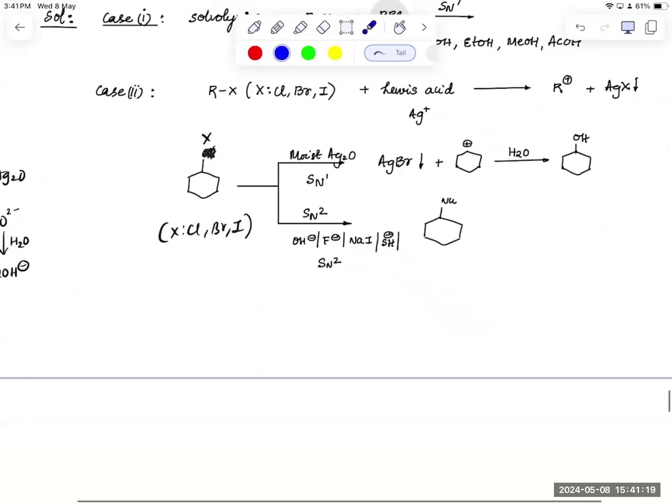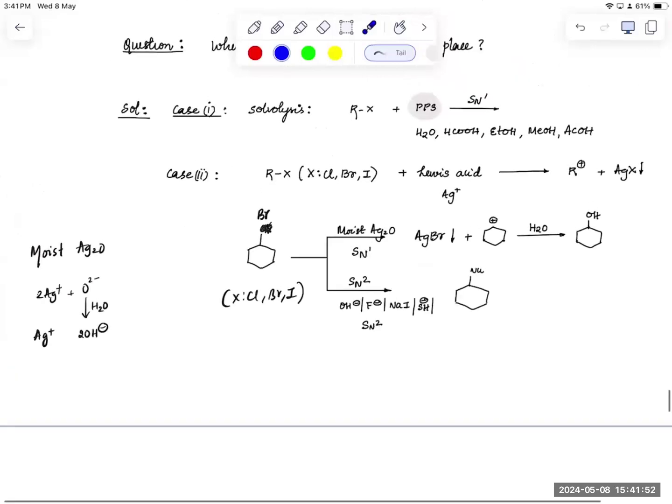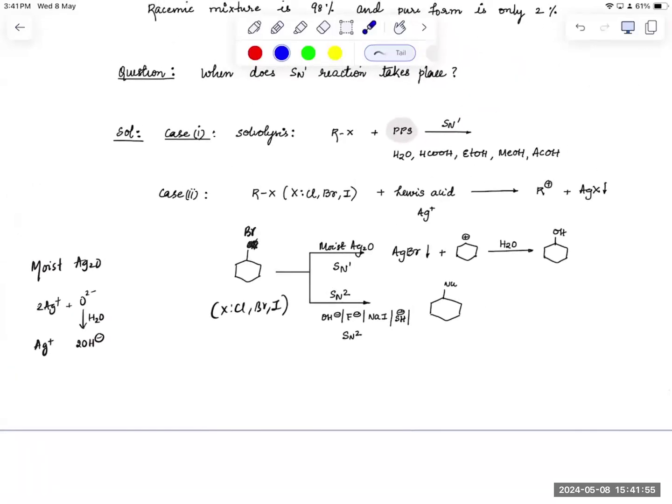Right. So check it out. Therefore, if you have moist Ag2O, and there is Br here, let me write down Br here. Then the precipitate formed is AgBr. This will become a carbocation. Water will get added and you'll get this alcohol. But if you have a direct nucleophile like OH-, F-, NH2-, SH-, then it will go via the SN2 mechanism. Direct attack will happen and you'll get this as the product. Got it? So this is the second case where you can get carbocation formation, in the presence of moist Ag or Ag2O.